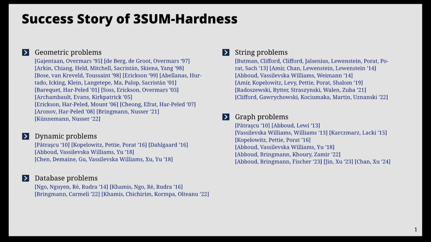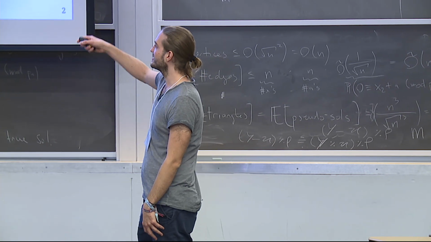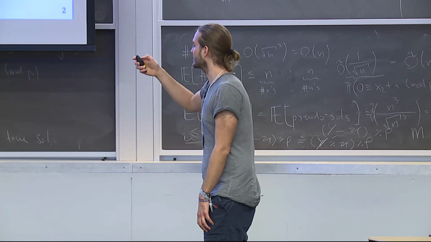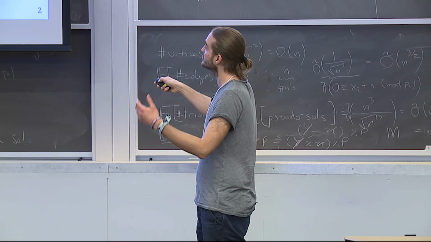And basically, this was a major breakthrough. After this, a lot of other problems could also be shown to be 3SUM hard, like dynamic problems, database problems, string problems, graph problems. So it really was a success story. But as I said, we're going to talk about the first paper today. That's by Gajentaan and Overmars, on a class of O(n^2) problems in computational geometry. It's two authors, but they acknowledged a lot of people from the entire computational geometry community.